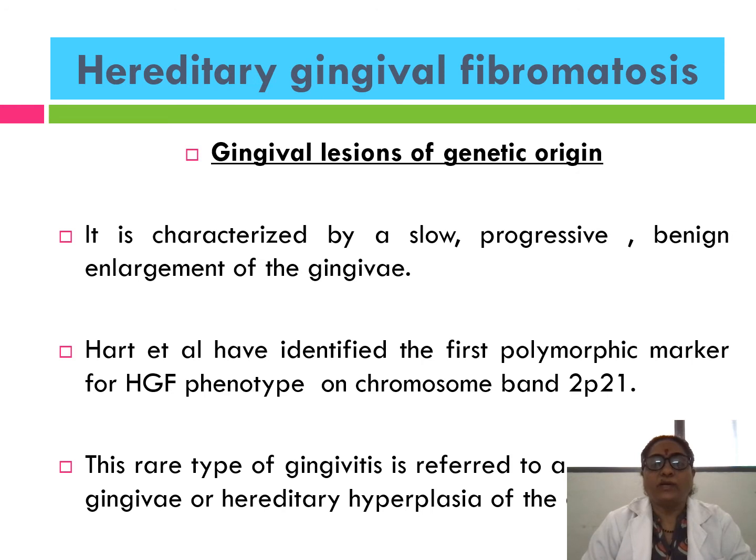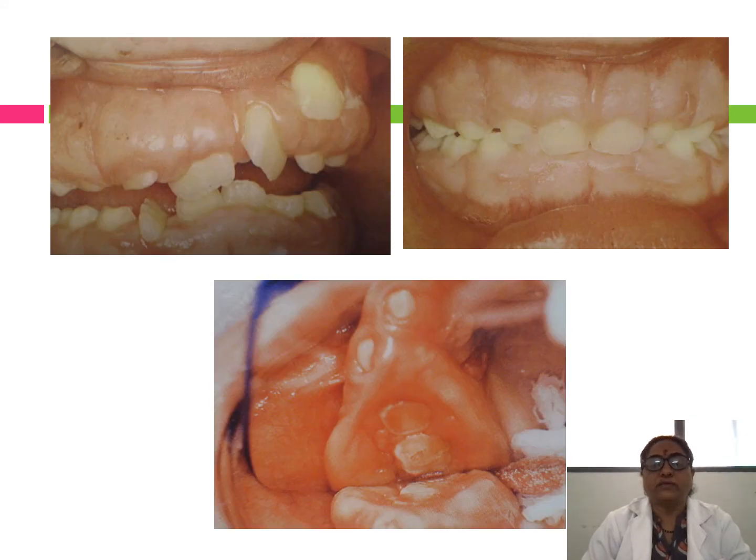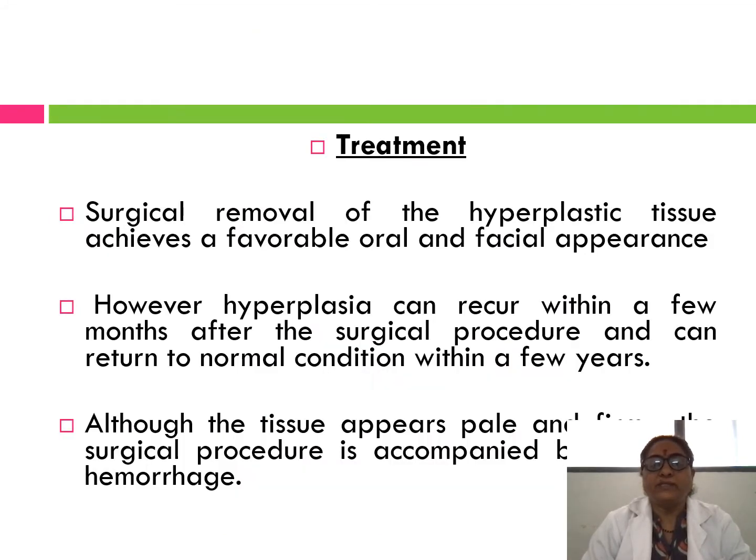Now let us see the condition called hereditary gingival fibromatosis. It is an overgrowth of the gingiva because of genetic origin. Here, genetically, some delayed teeth eruption is also seen. The treatment is surgical removal of the hyperplastic gingiva to favor oral and facial appearance. However, the overgrowth can recur within a few months after the surgical procedure and can return to the normal condition within a few years.